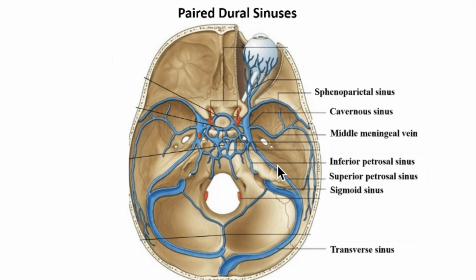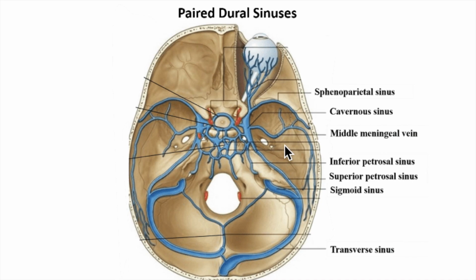All these emissary veins communicate with the extracranial veins and also with the dural venous sinuses. The characteristic feature of these emissary veins is that they also have no valves. So blood flow is possible in both directions. So they are the route or source for spread of infection from extracranial to intracranial.